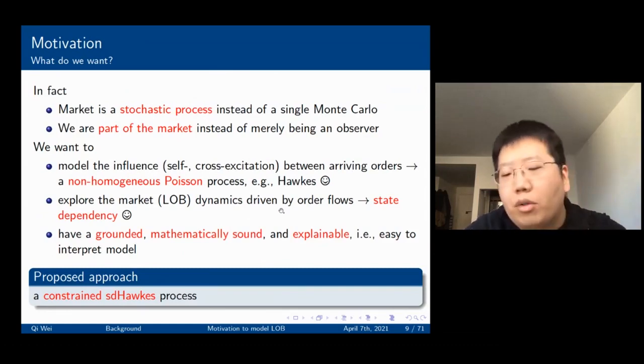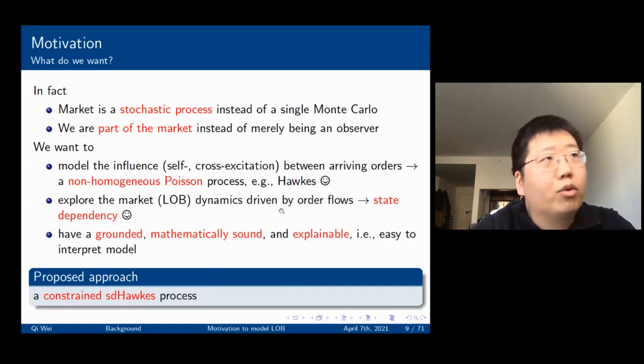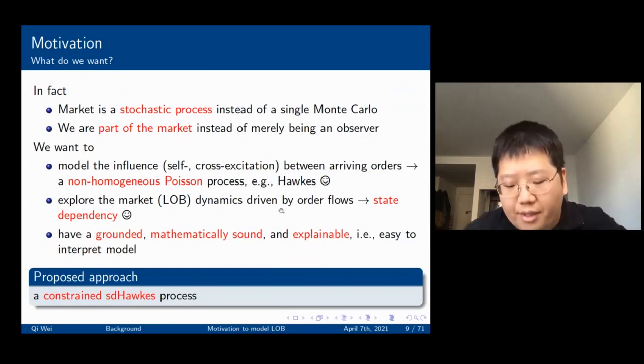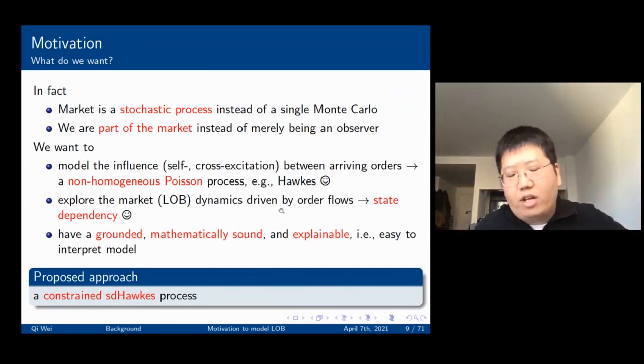So what we really want to do here is model the influence between arriving orders. This is not hard to understand. The financial market is quite different. If you regard these order flows, it's quite different from waiting for a bus or a subway, because the arrival of a bus or a subway will not affect the following one.